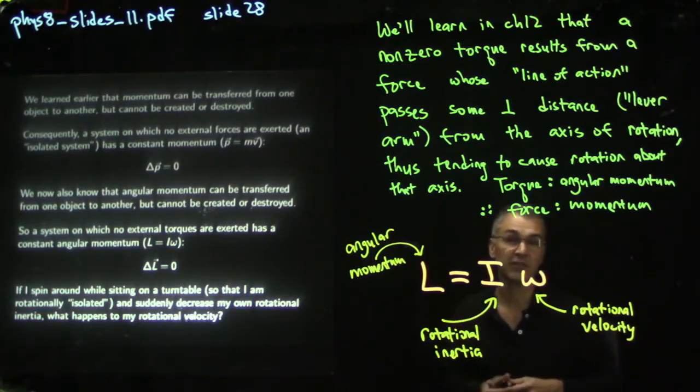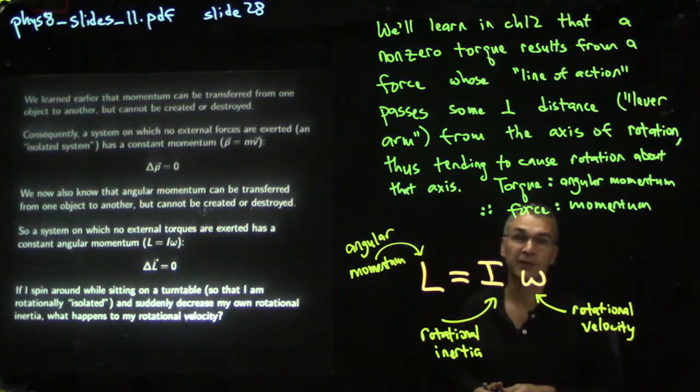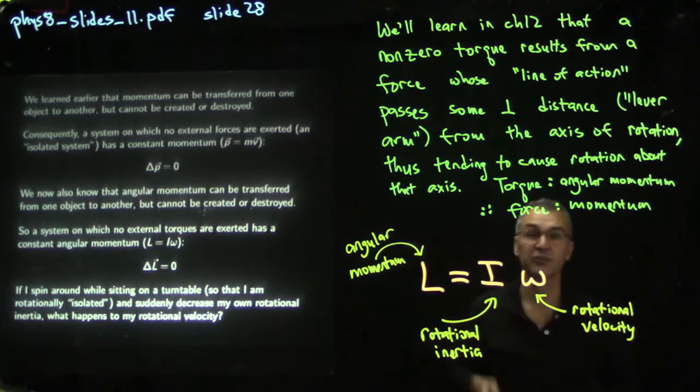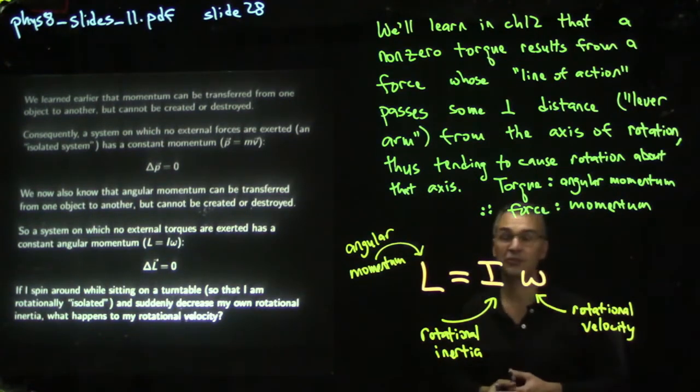So to think about what rotationally isolated means, I think it helps to imagine what would change my angular momentum. A push against the table would change my angular momentum. My feet touching the floor would change my angular momentum. And significant friction in the wheel bearings of the turntable would change my angular momentum. But once I get going on this turntable, you can assume that for that short time that you watch me, I am, for all intents and purposes, rotationally isolated. So therefore my angular momentum, this product of rotational inertia and rotational velocity, should be a constant.